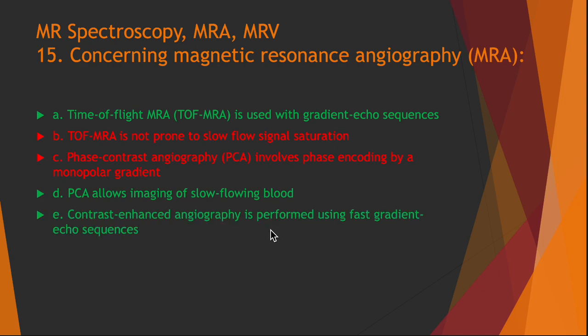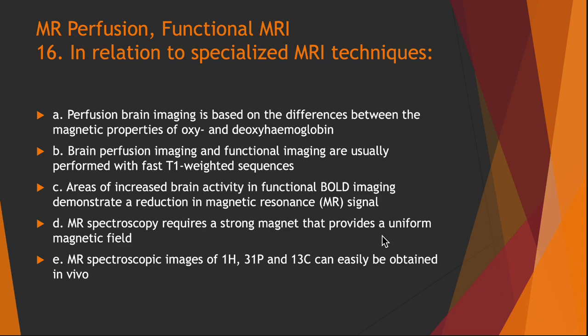Contrast enhanced angiography is performed using fast gradient echo sequence. The answer is true, because we are using T1 weighted characteristics of the tissue, and we are using that to get contrast enhanced angiography. The questions were checked only till this point, so we could get our winners very specifically. So I did not check the 16th to 20th questions for you, but definitely I'll be telling you the answers.